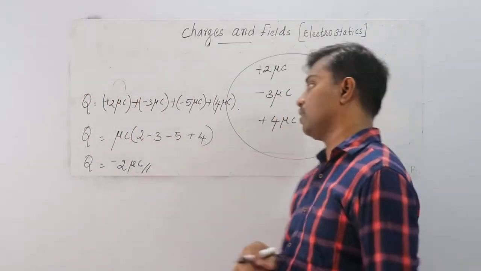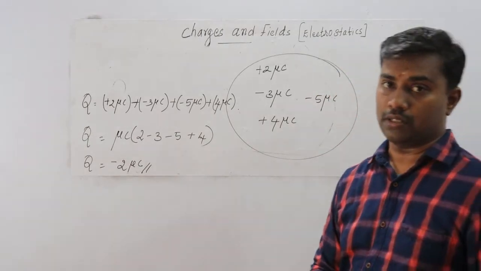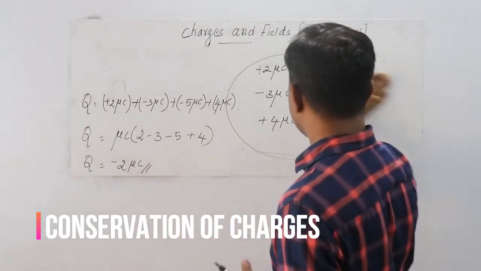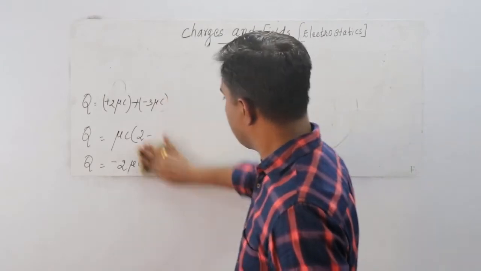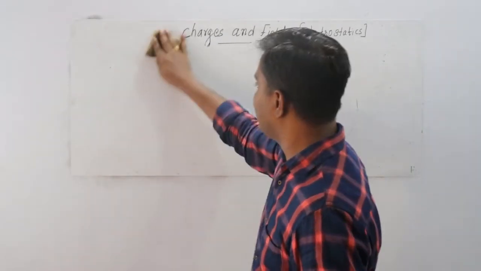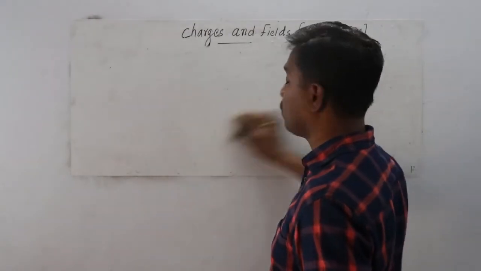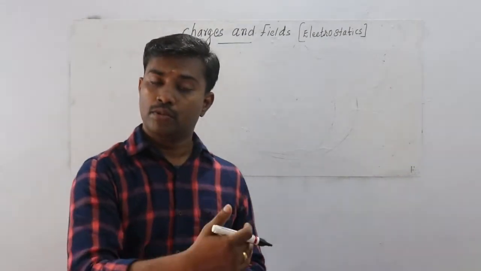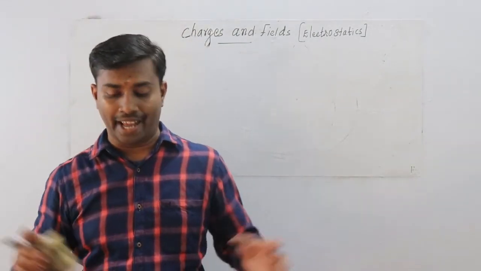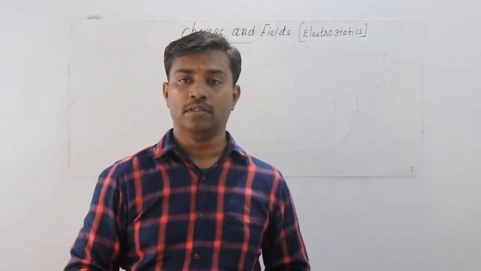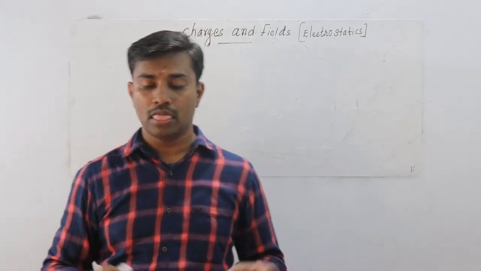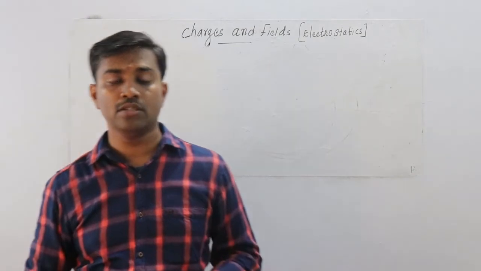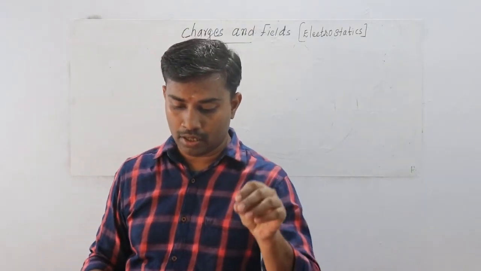Next, one of the properties is the conservation of charge. That is the next property of charges. We know what conservation of charge is. Charge can neither be created nor destroyed. It can be transferred from one body to another. Or in an isolated system, the total charge remains constant. That is called conservation of charges. The total charge of an isolated system remains constant.